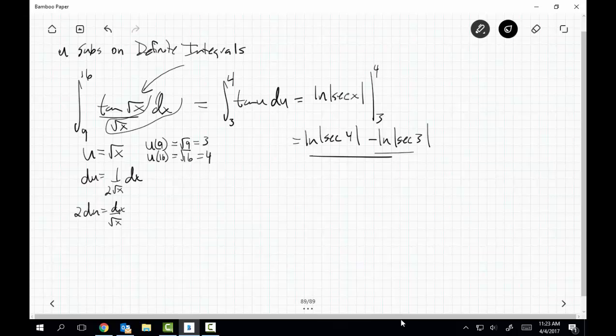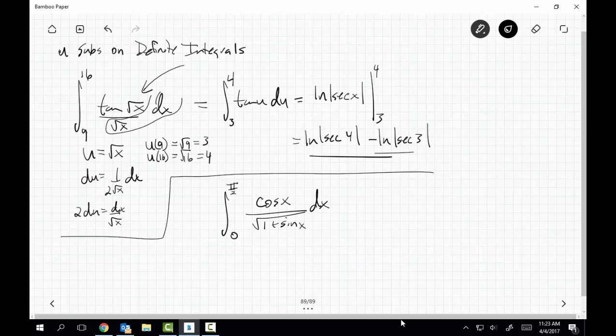Let's do the integral from, oh goodness, let's go from 0 to pi halves of cosine of x divided by the square root of 1 plus sine of x dx. I don't know why I just stuck that where I did. That's crazy. All right, again, what do you think I should let u be?